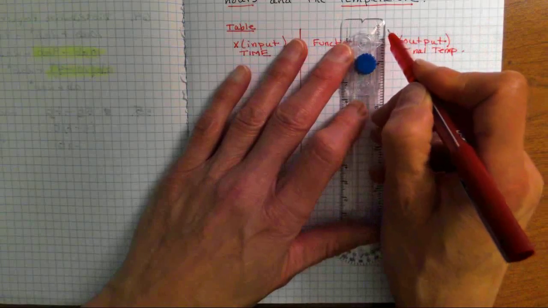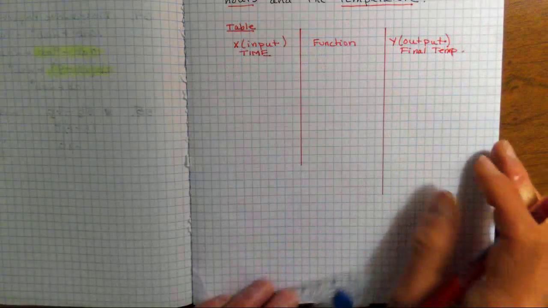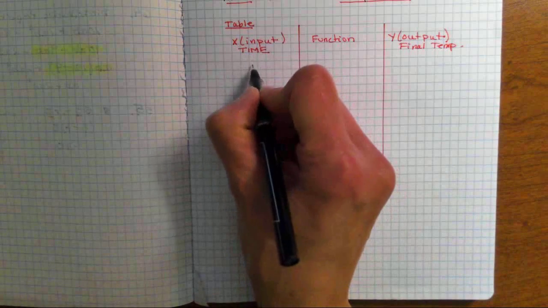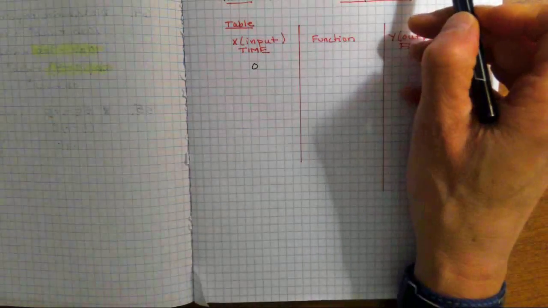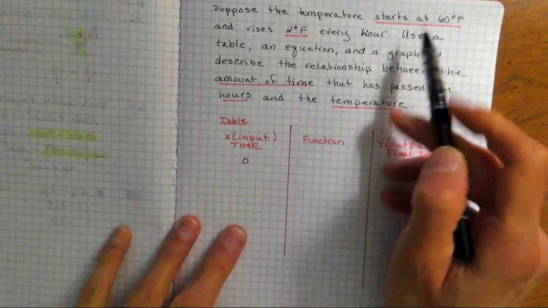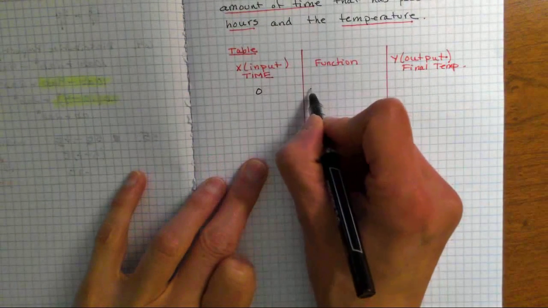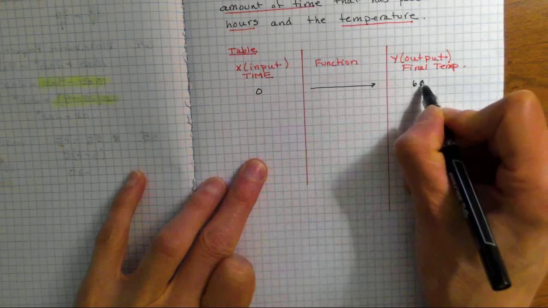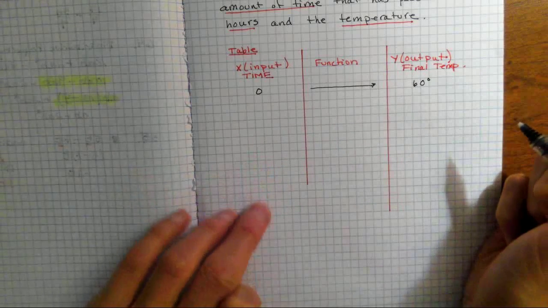Okay, so let's go ahead and put our columns in here just to keep ourselves straight. So we're going to start at time 0. So at time 0, we're starting when? Time 0, we have no function that's happened yet, but we know we have 60 degrees.